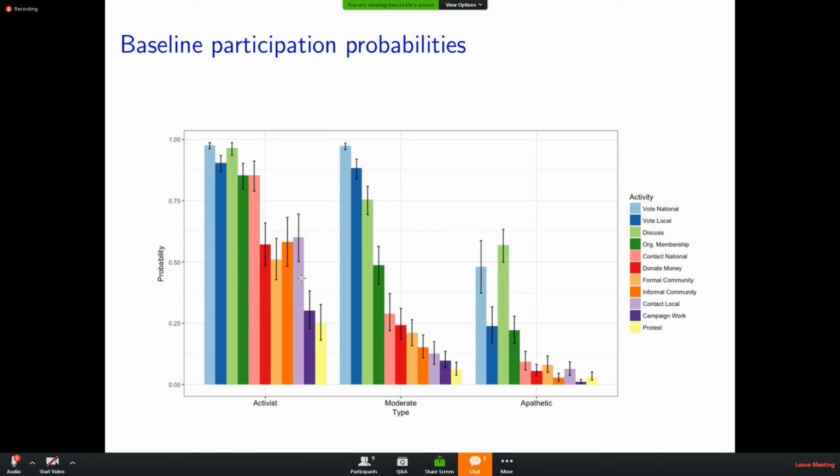Something that even activists don't do very frequently, at least in this sample, is volunteering to do campaign work and participating in protests, although their participation in those activities is about twice as frequent as the participation in the same activities by moderates. When it comes to apathetics, these people have very low probability of involvement in most activities, except for voting in national elections and participating in political discussion, which they do about 50% of the time. For most other activities, they have much lower participation probabilities, especially when you compare them to the other two types.